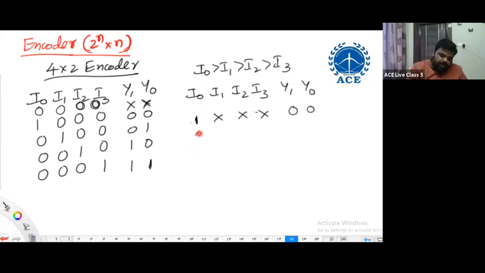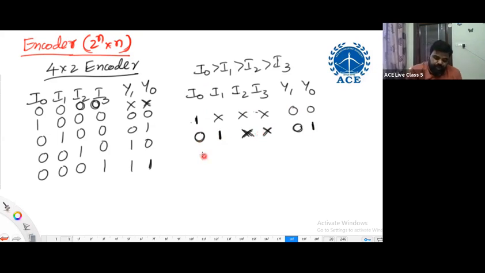If I0 is 0, then the next priority will be given to I1. Remaining may be zeros or ones. Then what is it here? It is 0, 1. Why? When this is disabled, next priority goes to I1. Remaining may be either enabled or disabled. Then priority will be given to I1 only.